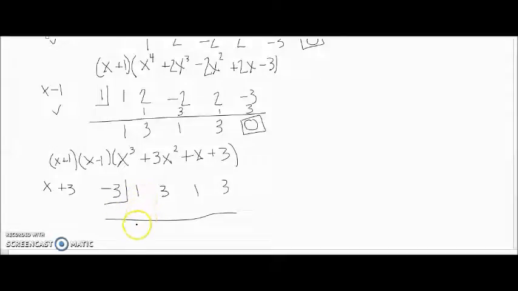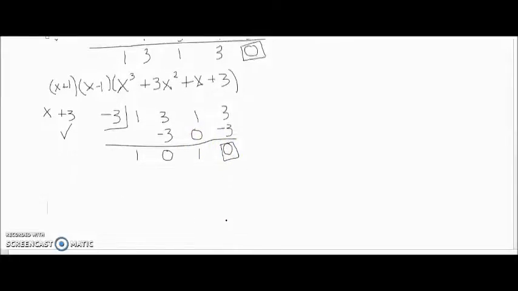Synthetic division, first bring down the 1. Negative 1 times 3 is negative 3. 3 minus 3 is 0. Negative 3 times 0 is 0. 1 plus 0 is 1. Negative 3 times 1 is negative 3. And finally, 3 minus 3 is 0. Well, what do you know? Another factor, because that remainder was 0.